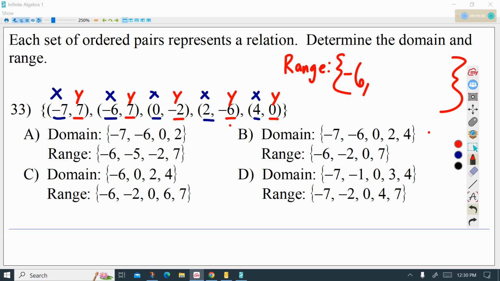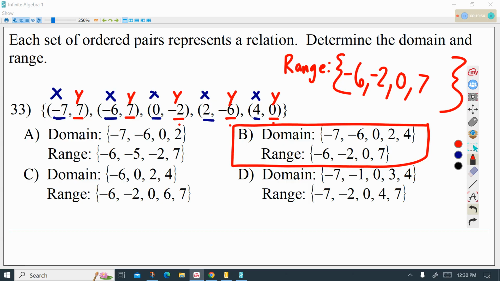The next smallest is -2, so we'll put -2 right there. What's the next biggest number? The next one is 0. And then after that, we have 7 comes up twice, but we're not going to write it twice. We only have to write it once inside of our range. And so now we can see that for B, we've expressed everything that's contained inside of B.